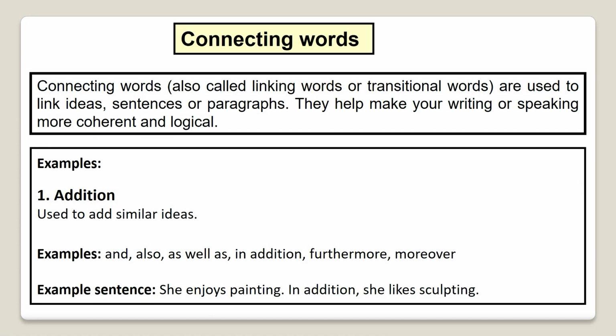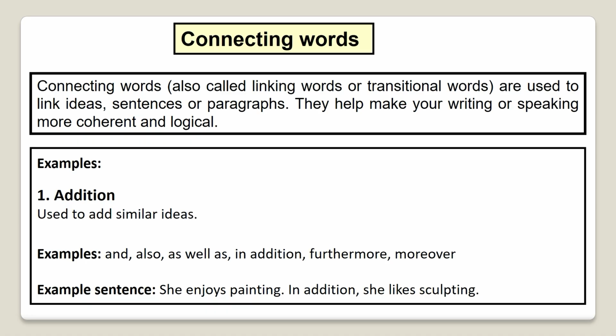For example, number one is addition. How can we make addition? It is used to add similar ideas. For example: and, also, as well as, in addition, furthermore, moreover. These are the words used as connecting words to add more ideas in sentences. That's why these are the addition connecting words, used for the addition of other ideas and concepts in the sentences.